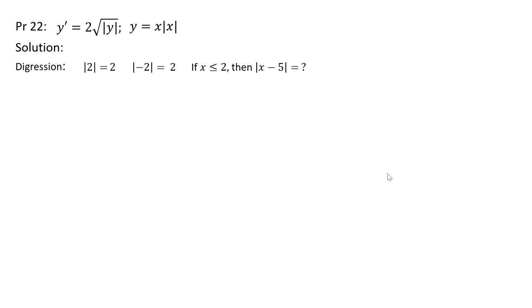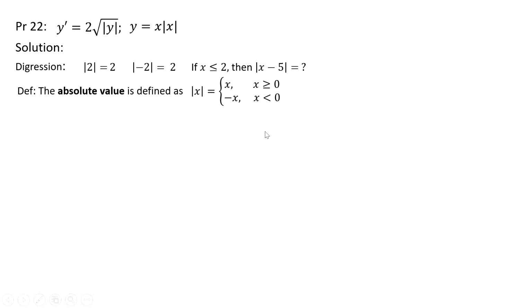So let's do the college thing. What's the definition of the absolute value of x? Absolute value of x is x if x is greater than or equal to 0, and negative x if x is less than 0. Cool?